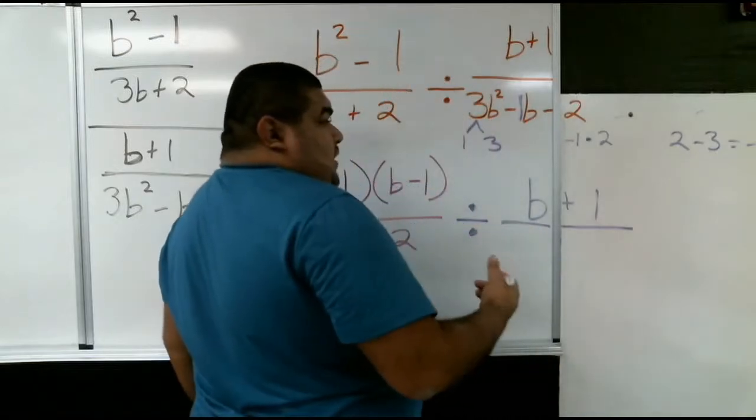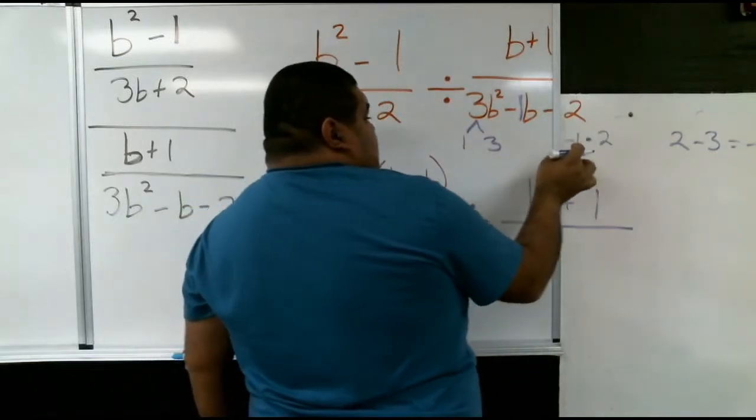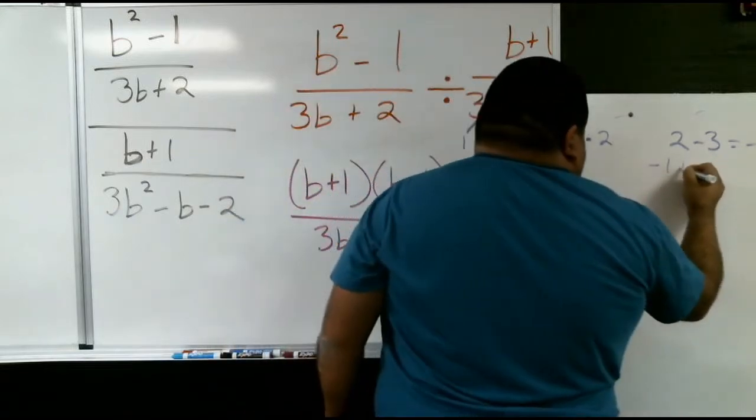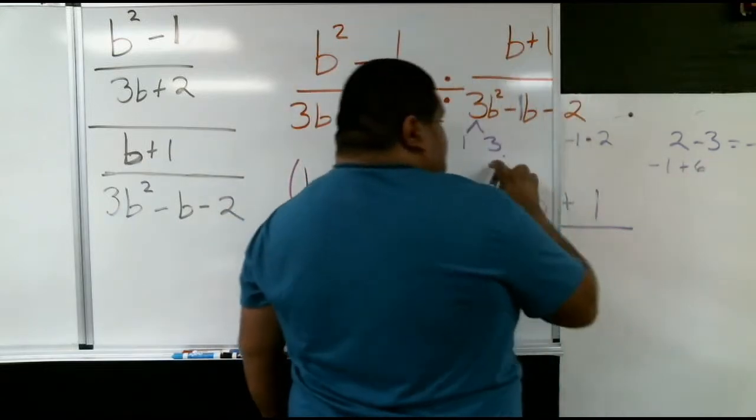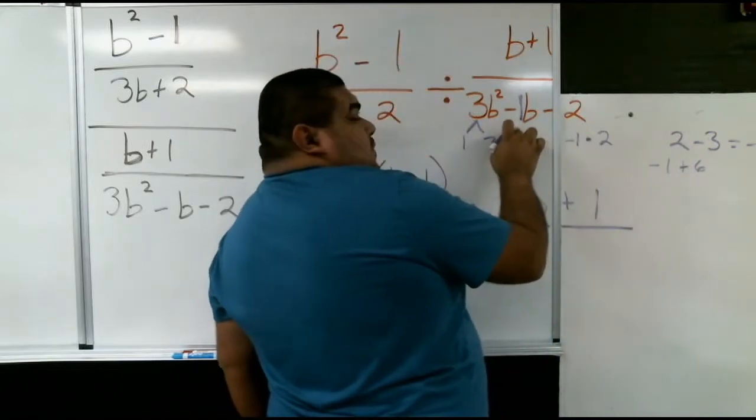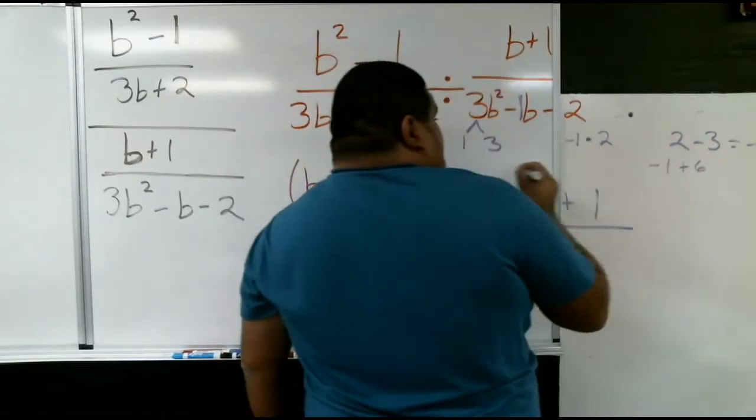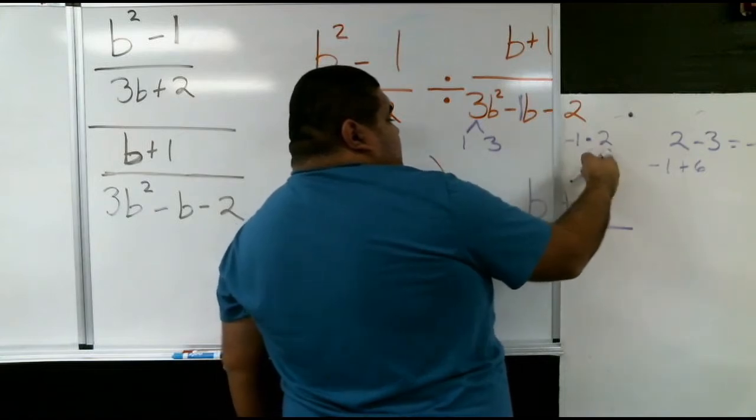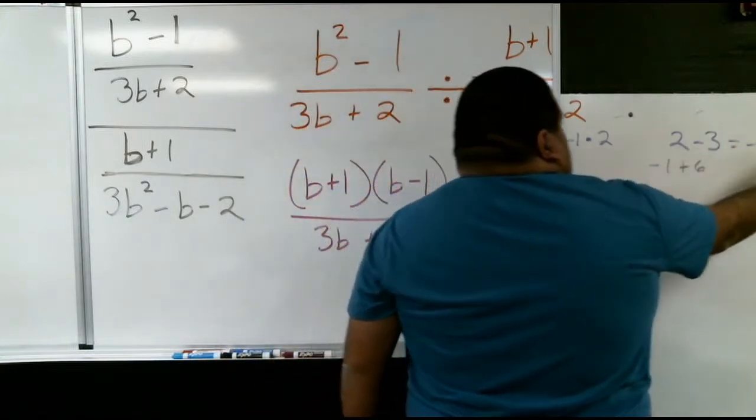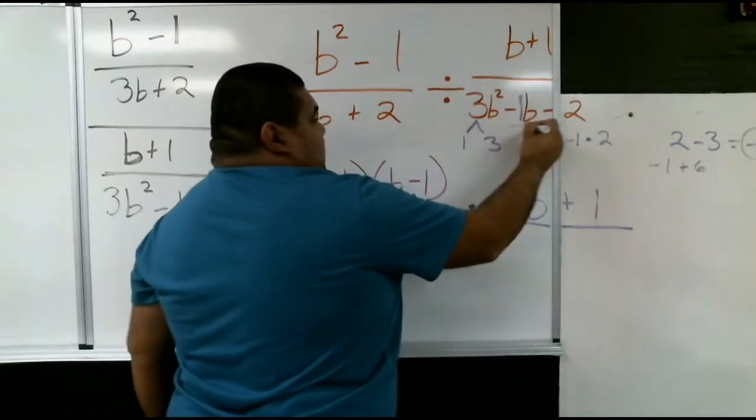If we would have done 1 times 1, it would be negative 1, and 3 times 2 is plus 6. Notice that we get a positive 5. If we're looking for a negative 1, if we multiply 1 times 2, which is 2, and then 3 times negative 1 is negative 3, you get the negative 1 that we're looking for in the middle.